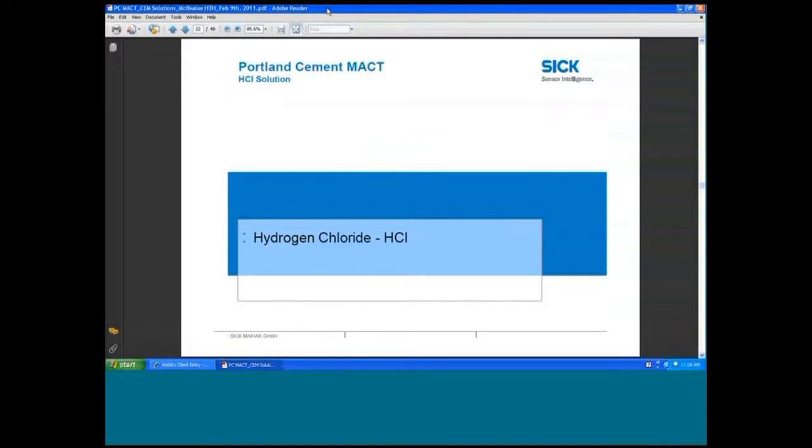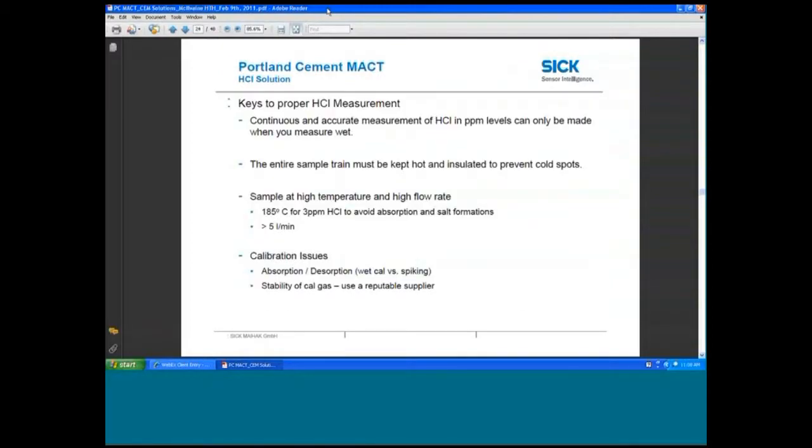Next slide. HCl is, I would say, not as easy to measure as things like CO, CO2, and O2 in terms of sample handling. There's a lot of things you need to consider when developing a CEM system for measuring HCl. The two most important things are that you keep the sample hot and wet.